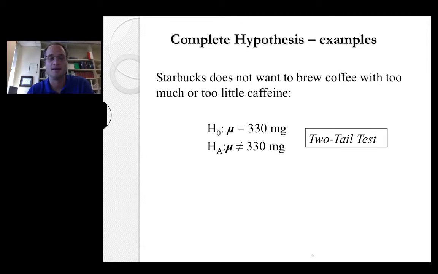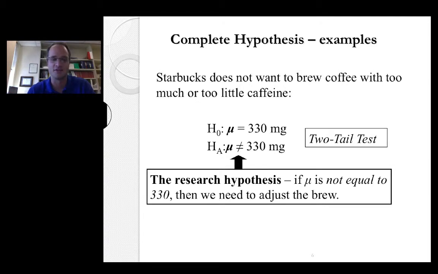This would be a test if Starbucks is interested if it's something different from 330. They don't care necessarily if it's dramatically above or below. They just care if it's different, right? So they're not just interested if consumers are getting too much caffeine, or too little caffeine. Both would be considered problematic, and so they're interested in both directions. A two-tailed test.